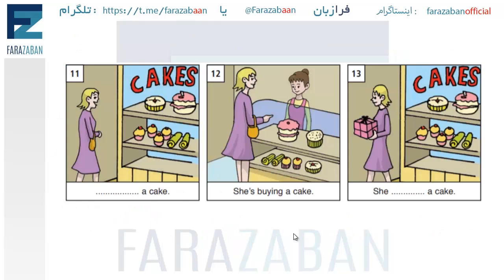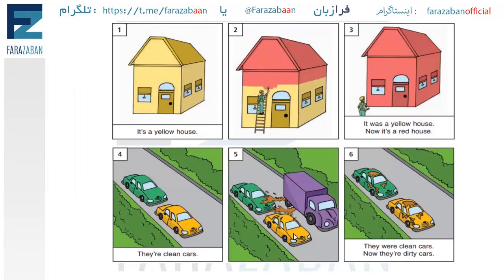11. She wants to buy the cake. We are predicting that she wants to buy a cake. She'll buy a cake. She's buying a cake. She bought a cake. It's a yellow house. It was a yellow house. Now it's a red house.